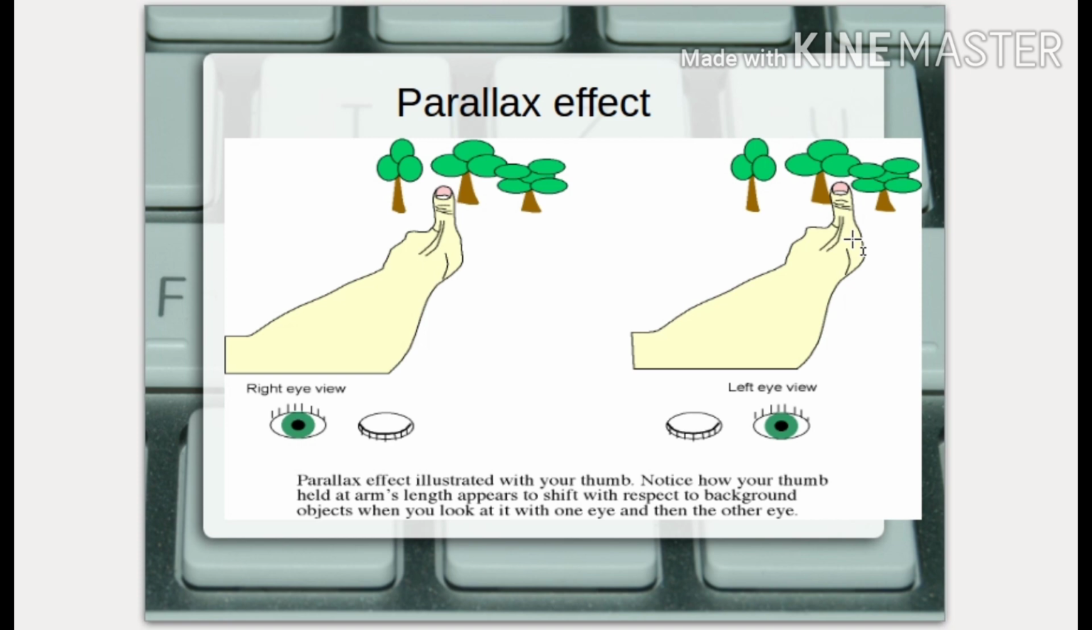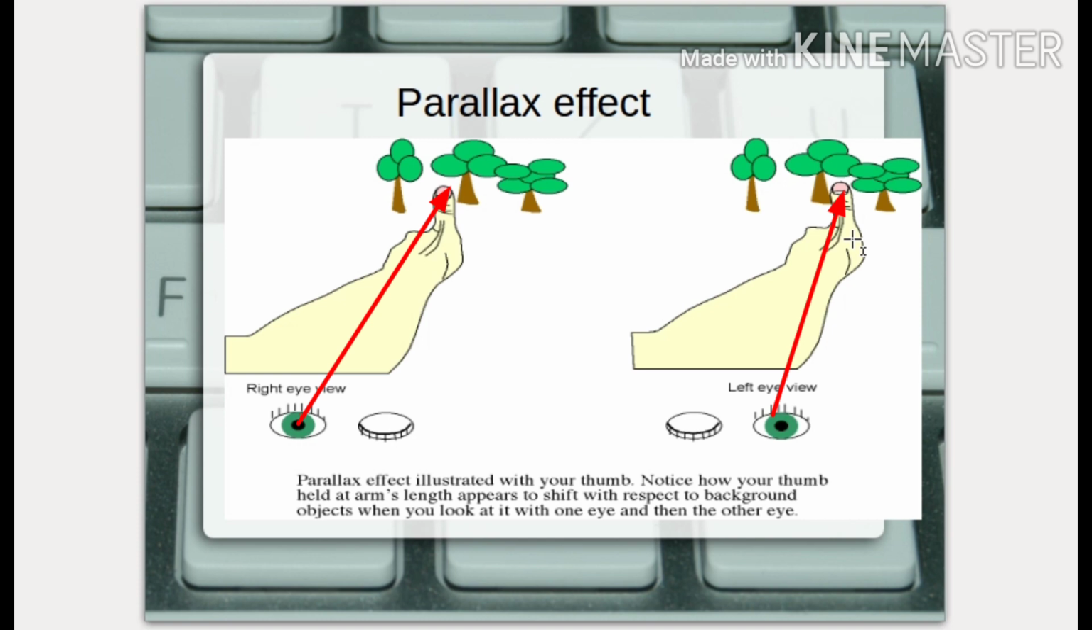Now my question to you is: why is this happening? Why is the finger jumping on closing the left eye and on closing the right eye? If anyone knows the answer, then go to the comment section and you can comment there. Otherwise, I am telling you, listen carefully.